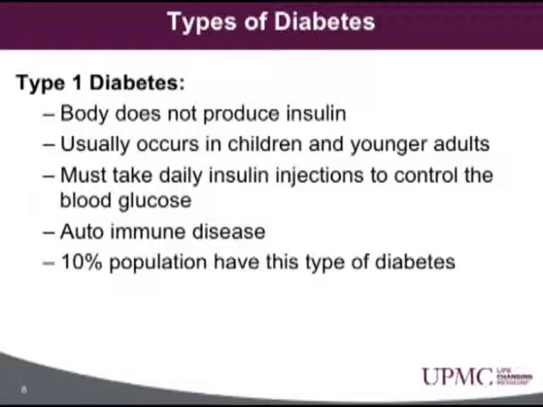There are some different types of diabetes, so we know type 1 diabetes, in this group, these individuals do not produce any insulin. And usually we see this occurring in children or younger adults, and these individuals must take daily insulin injections in order to control the blood glucose. It is considered an autoimmune disease, and 10% of the population has this type of diabetes.